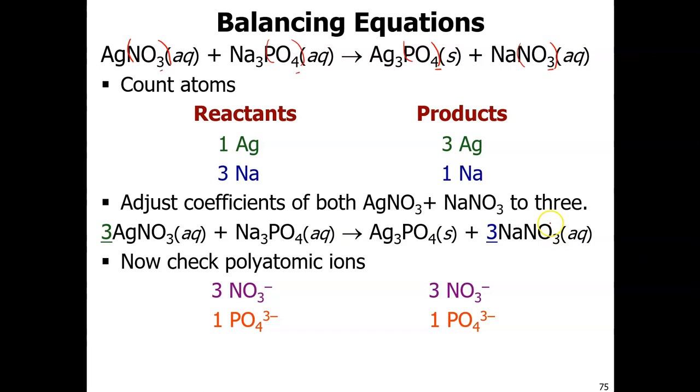So now let's check the polyatomics. Here we have NO3. We have 3 of those now on the left side because we've multiplied by 3. And then we have 3 on the right side. So great. We have 1 phosphate on the left, 1 phosphate on the right. Good. We're good to go. The equation is balanced.